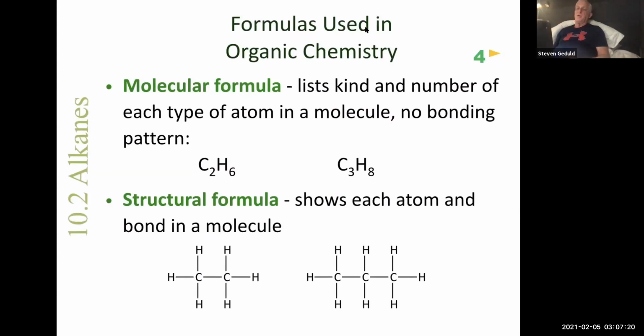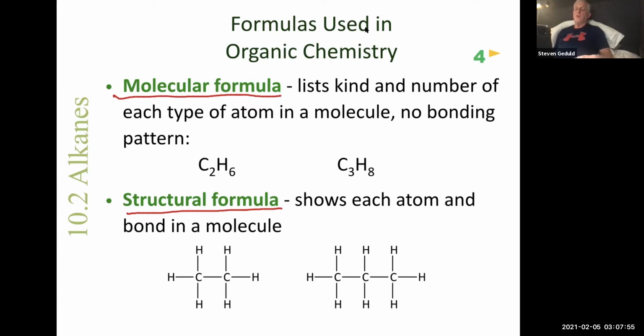Different things we use in organic chemistry. The molecular formula. We talked about molecular formulas and structural formulas. The molecular formula is the number of each type of atom in a compound. So water, the molecular formula is H2O. Propane, the molecular formula is C3H8. That's the molecular formula. It's the number and kind of each type of atom in the molecule.